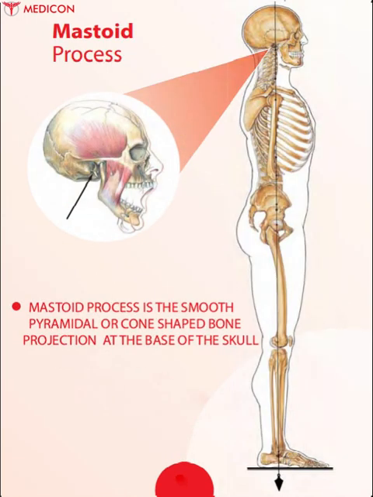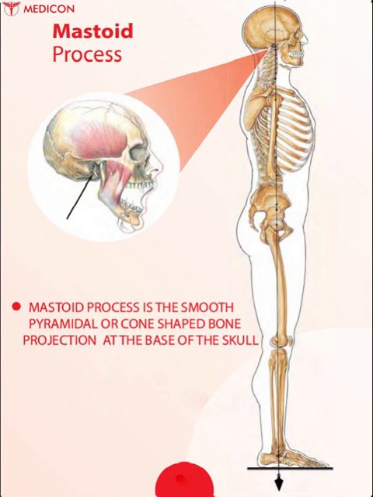Mastoid process. The mastoid process is the smooth pyramidal or cone-shaped bone projection at the base of the skull on each side of the head, just below and behind the ear in humans. The main function of the mastoid process is to provide an area of attachment for several important muscles in the head. For instance, it is the attachment site of certain muscles of the neck.